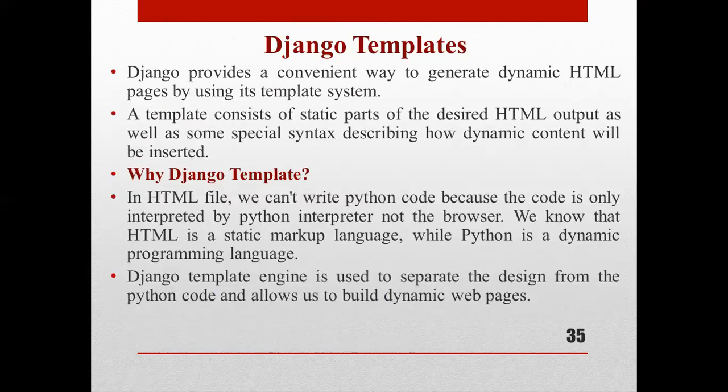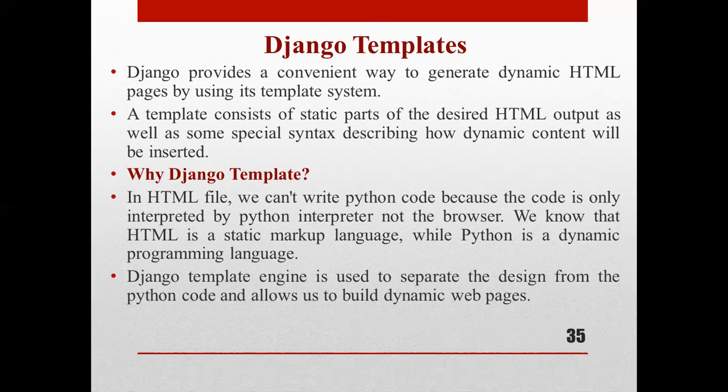Then the next one is Django templates. Django provides a convenient way to generate dynamic HTML pages by using its template system. A template consists of the static parts of the desired HTML output as well as some special syntax describing how dynamic content will be inserted.